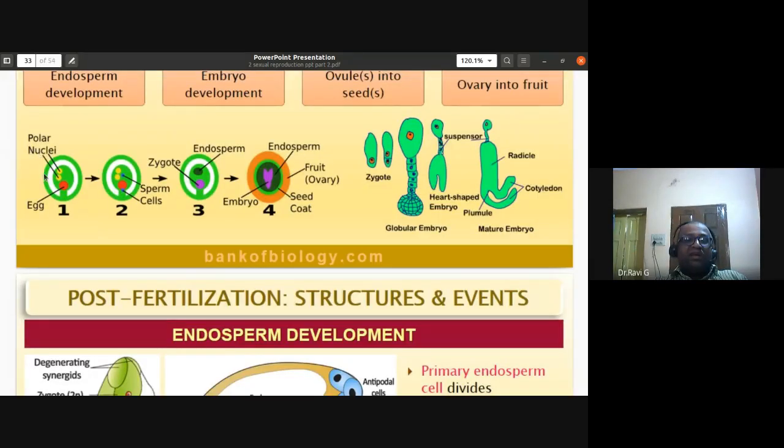So the polar nuclei undergo double fertilization. The central cell forms the primary endosperm cell, which develops to form the endosperm. The zygote develops to form the embryo. After fertilization, the ovary forms the fruit, and the ovule forms the seed. The integuments form the seed coat.